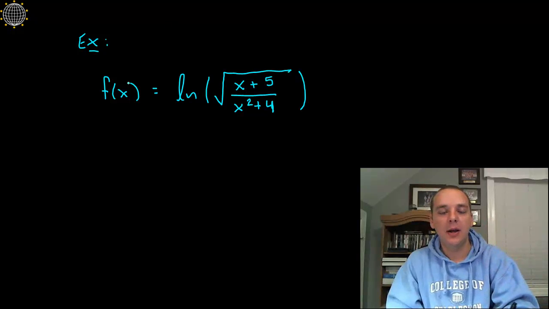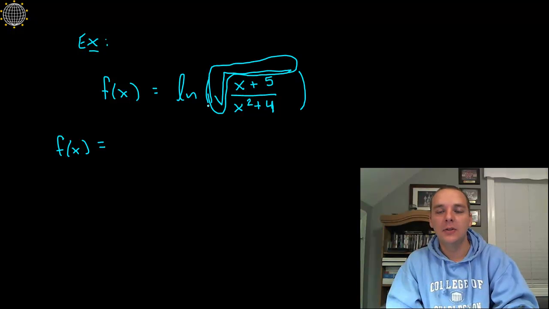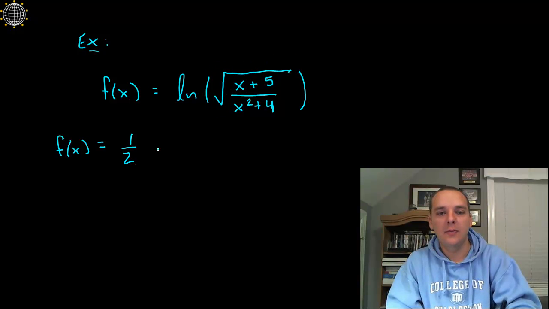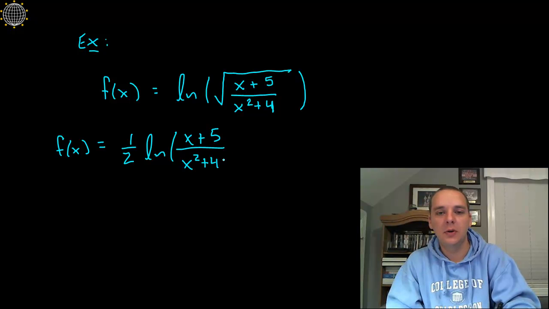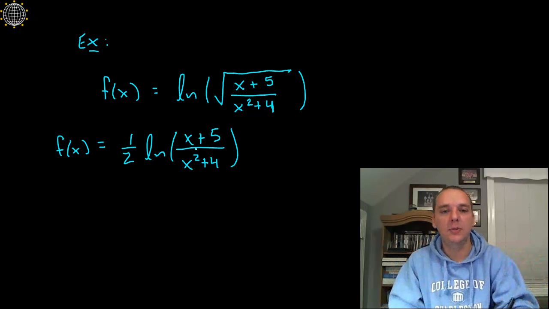So I'm going to rewrite f to begin with, not take a derivative right now, but just rewrite f. So I'm going to bring this 1/2 power, and yes, this radical here is equivalent to a 1/2 power. So we'll write 1/2 natural log of (x plus 5) divided by (x squared plus 4). All right, and then I see this division. I'm going to break it apart into subtraction.